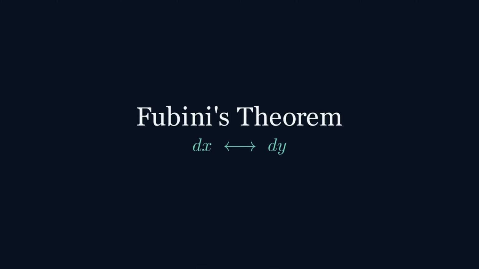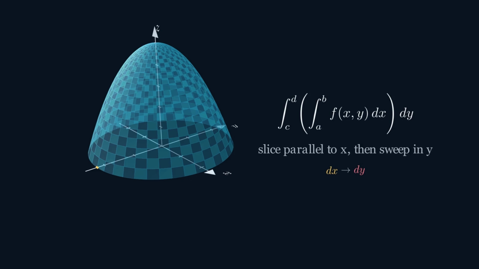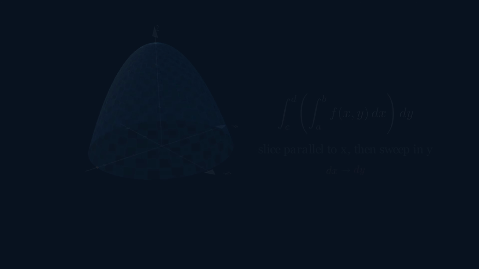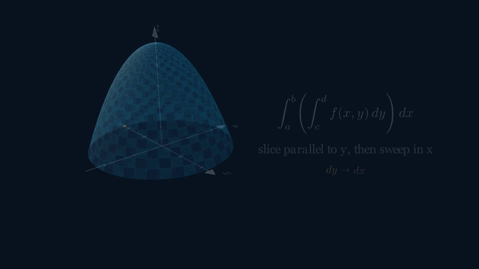This mental model can give us a little bit of intuition for Fubini's theorem, which tells us that we can switch the order of integration for sufficiently nice functions. It should make no difference whether we first take the cross-sectional area parallel to the x-axis and sweep along the y-axis, or first take the cross-sectional area parallel to the y-axis and sweep along the x-axis. Yay!